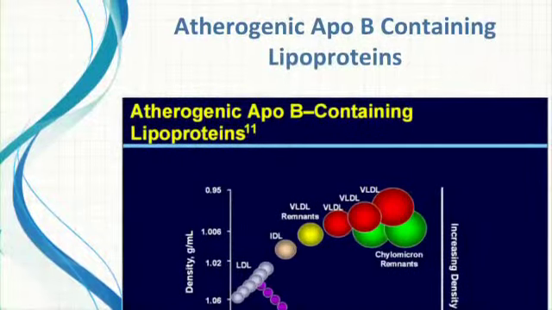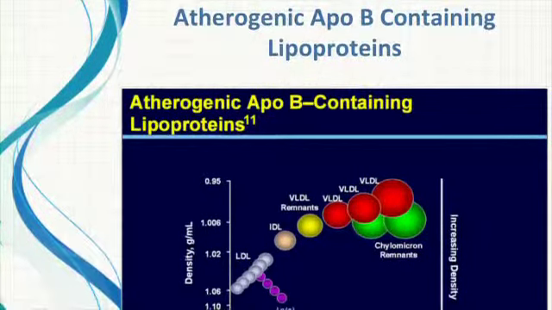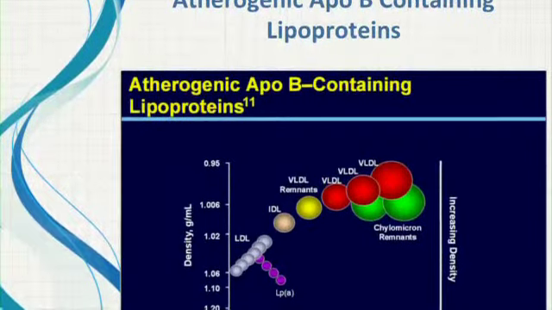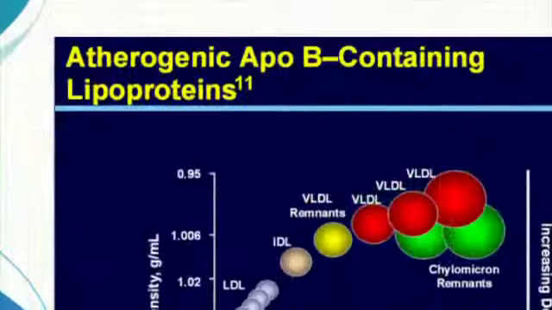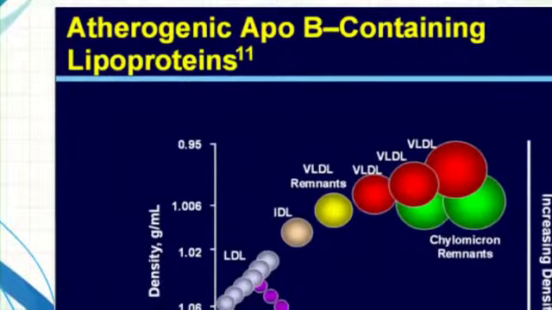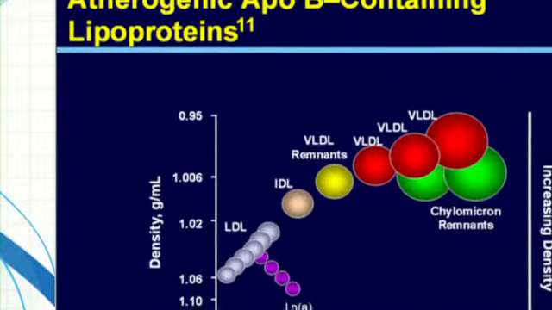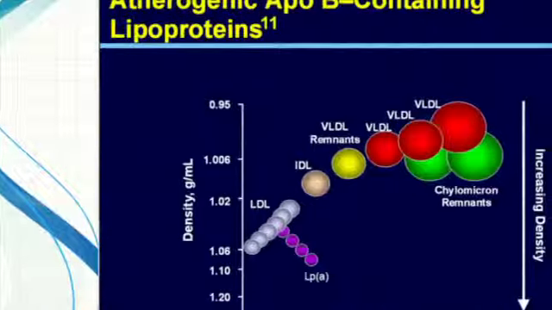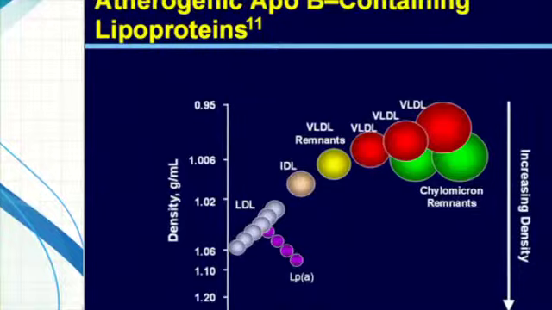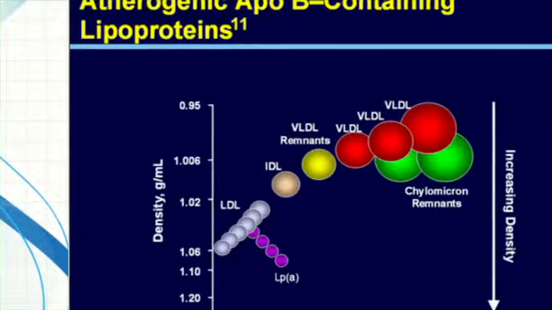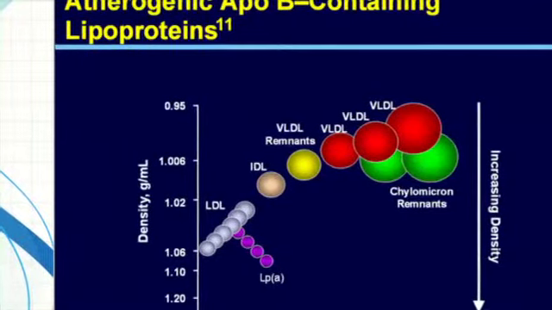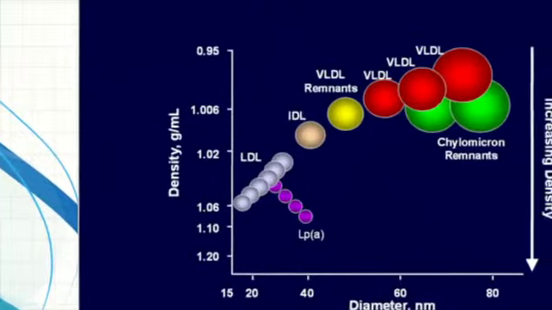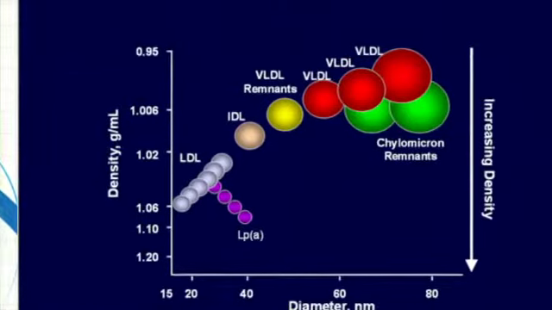This next slide demonstrates all of the atherogenic ApoB-containing lipoproteins. What you see on the far right are those big chylomicrons and what we call remnant chylomicrons. That's that leftover stuff. Then you have VLDL, LDL, and IDL. And that darker purple compound that's very small is Lp(a). That is a type of cholesterol. People inherit the opportunity to make that type of cholesterol, and quite frankly, it's not a good thing.